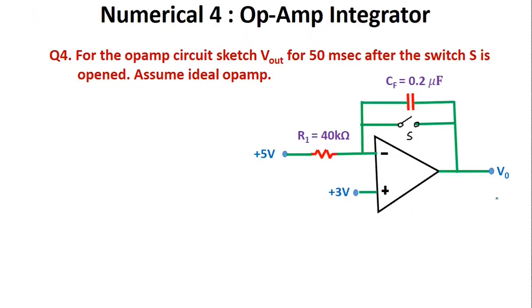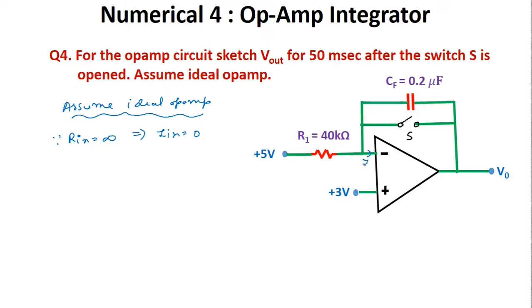Question number 4 on op-amp integrator is: for the operational amplifier circuit shown, sketch the output voltage for 50 milliseconds after the switch S is opened. Assume an ideal operational amplifier. In an ideal operational amplifier the input resistance is infinite. Since the input resistance is infinite, the current flowing through it, IN, will be equal to 0. That means the current flowing into the operational amplifier, IN, will be equal to 0.